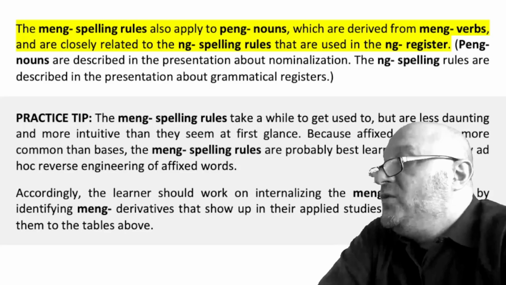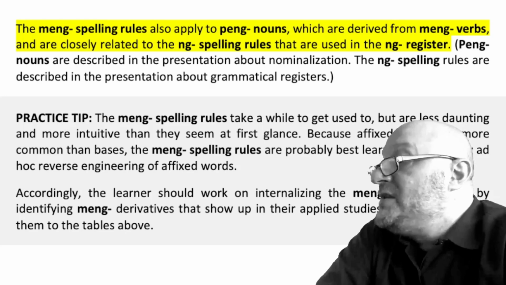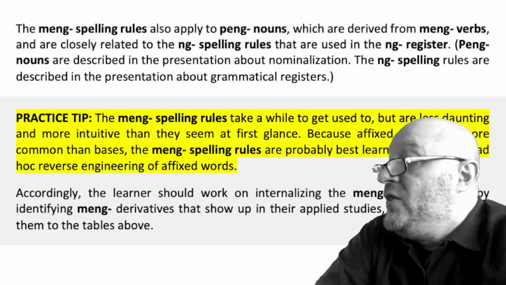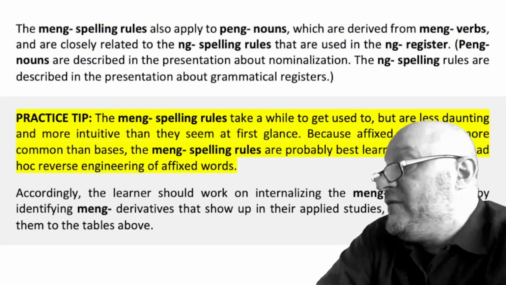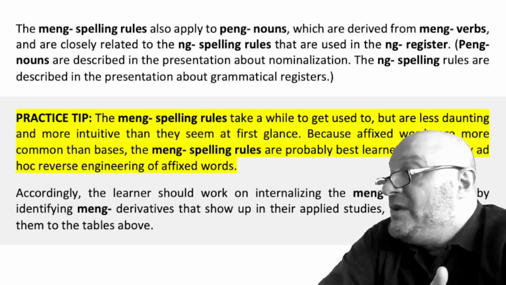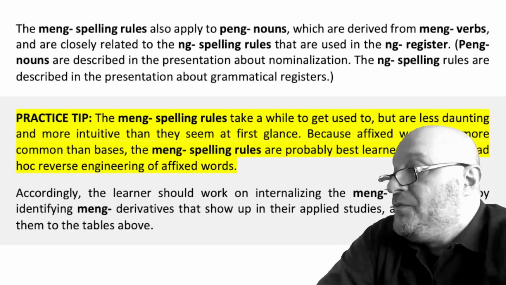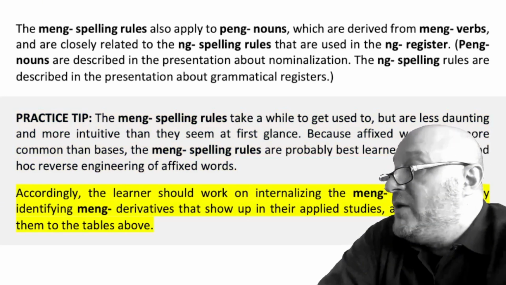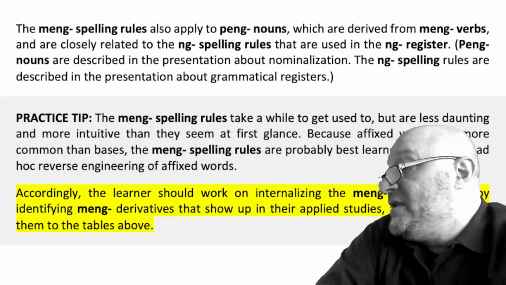The meng spelling rules also apply to pen nouns, which are derived from meng verbs, and are closely related to the ng spelling rules that are used in the ng register. Practice tip. The meng spelling rules take a while to get used to, but are less daunting and more intuitive than they seem at first glance. Because affixed words are more common than bases, the meng spelling rules are probably best learned by ad hoc reverse engineering of affixed words. Accordingly, the learner should work hard on internalizing the meng spelling rules by identifying meng derivatives that show up in their applied studies and mapping them to the tables above.